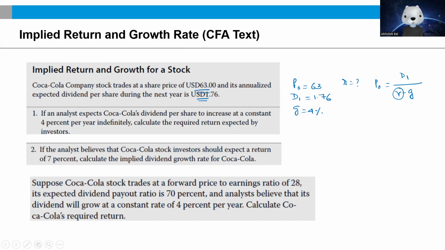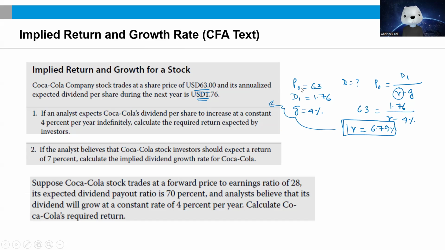Okay, so we're going to put this as 63 is equal to 1.76 over R minus 4%. So from here, R can be directly found algebraically as 6.79%. So this is the required return, or the required discount rate, or the expression of the riskiness of the Coca-Cola company from the data that has been provided.